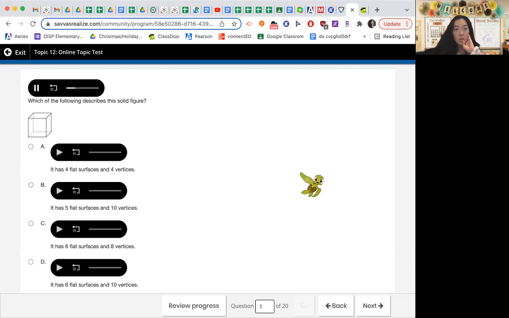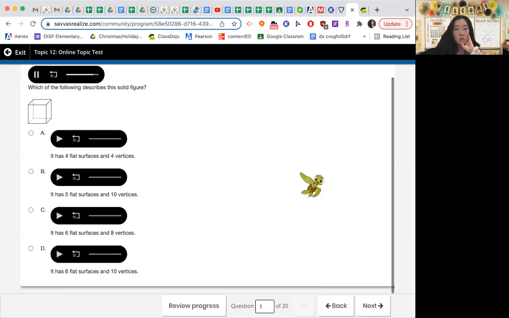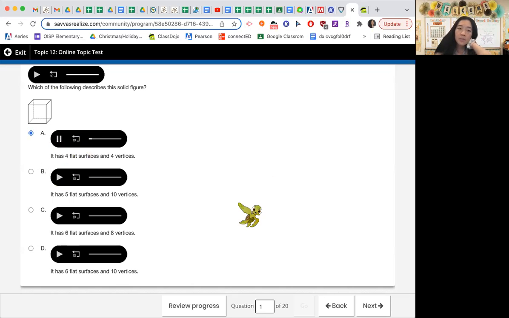Which of the following describes this solid figure? So this is a cube, Angelica. It has 4 flat surfaces and 4 vertices. It has 5 flat surfaces and 10 vertices. It has 6 flat surfaces and 8 vertices. It has 6 flat surfaces and 10 vertices.